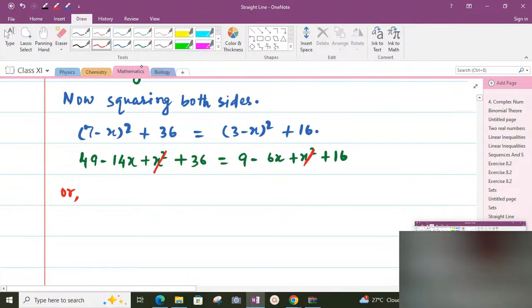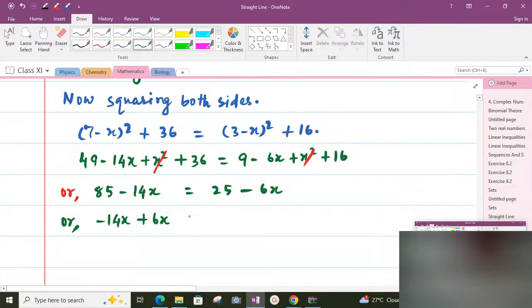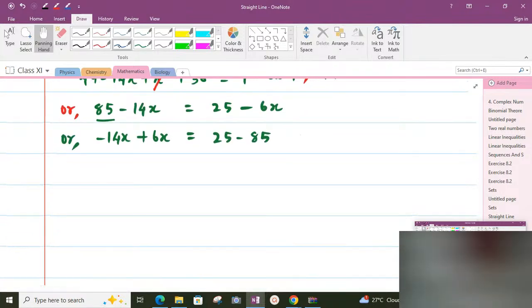Then in the next step we get 49 plus 36 equal to 85, so 85 minus 14x equal to 9 plus 16 equal to 25 minus 6x. Next step will be, minus 6x move to the left hand side. Then we get minus 14x plus 6x equal to, 85 move to the right hand side, then we get 25 minus 85.